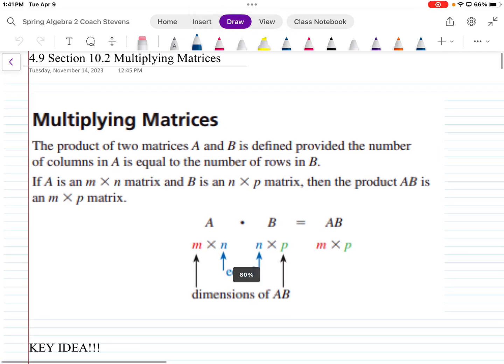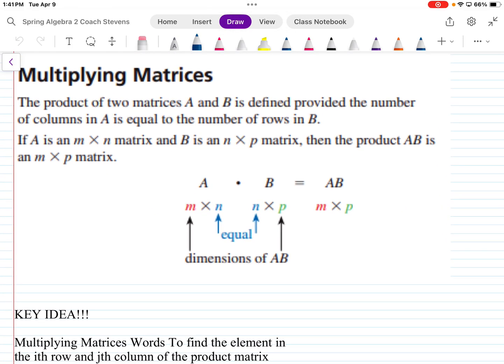All right, so today we're going to talk about multiplying matrices together. Again, the product of two matrices, A and B, is defined provided the number of columns in A is equal to the number of rows in B. So again, yesterday we spent some time labeling what type of matrix you have, the row by the columns.